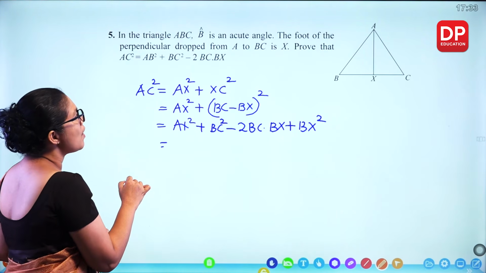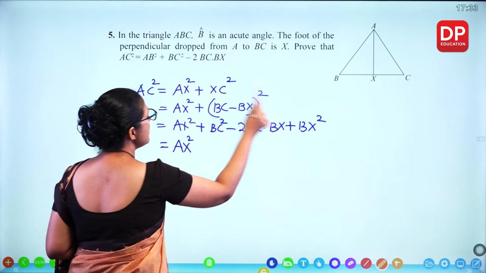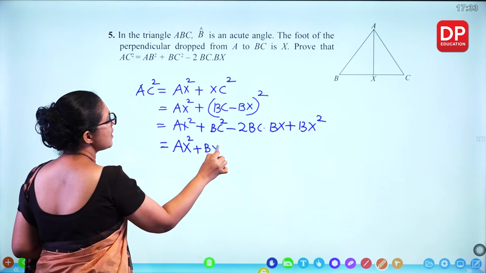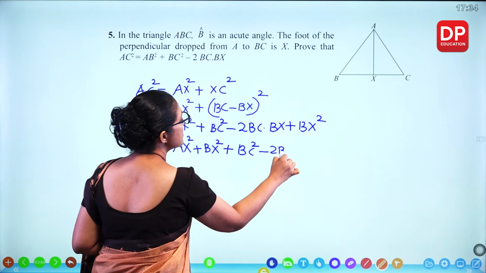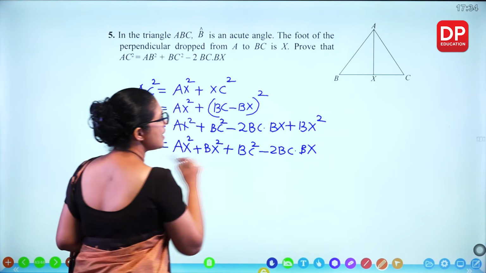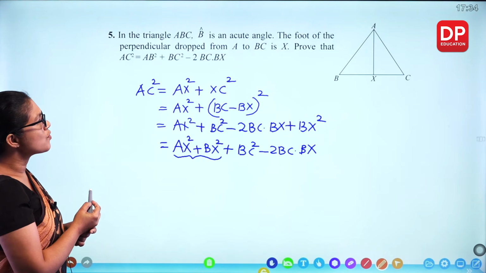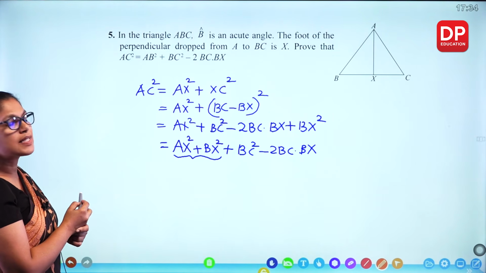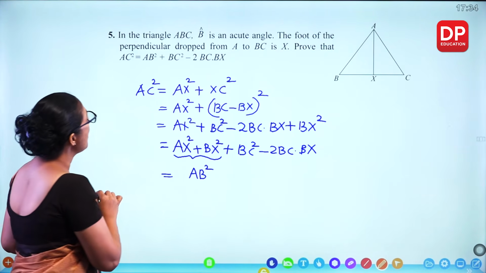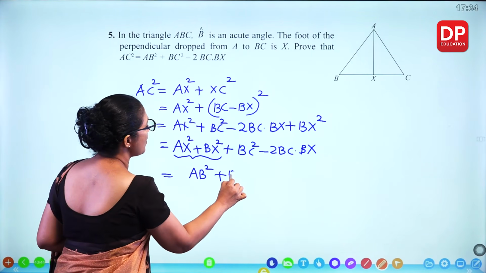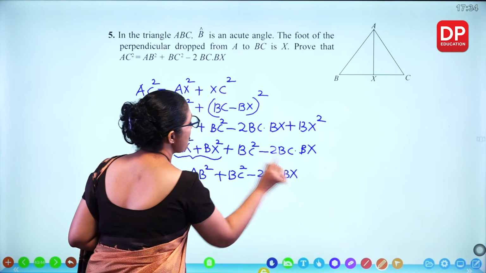Now, what is AX squared? I am taking this one here, AX squared plus BX squared. And then BC squared minus 2BC BX. Now, what can I write? For this one, AX squared plus BX squared, that's AB squared. So I am getting AB squared plus BC squared minus 2BC BX.